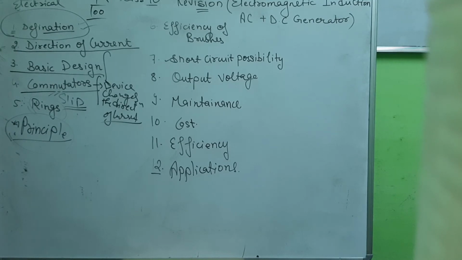Next is the maintenance point. The maintenance of AC is quite low, but DC has very high maintenance, as AC has less possibility of short circuiting and its efficiency is good, so maintenance is less in AC. Cost: obviously AC is somewhat costlier as compared to DC. Efficiency we have already discussed; overall the efficiency of AC is quite good. And application: AC is basically used in small devices like your mobile chargers, laptop chargers, mixers, grinders, whereas DC has been used in some large scale machines. So this is your difference between AC and DC generator.